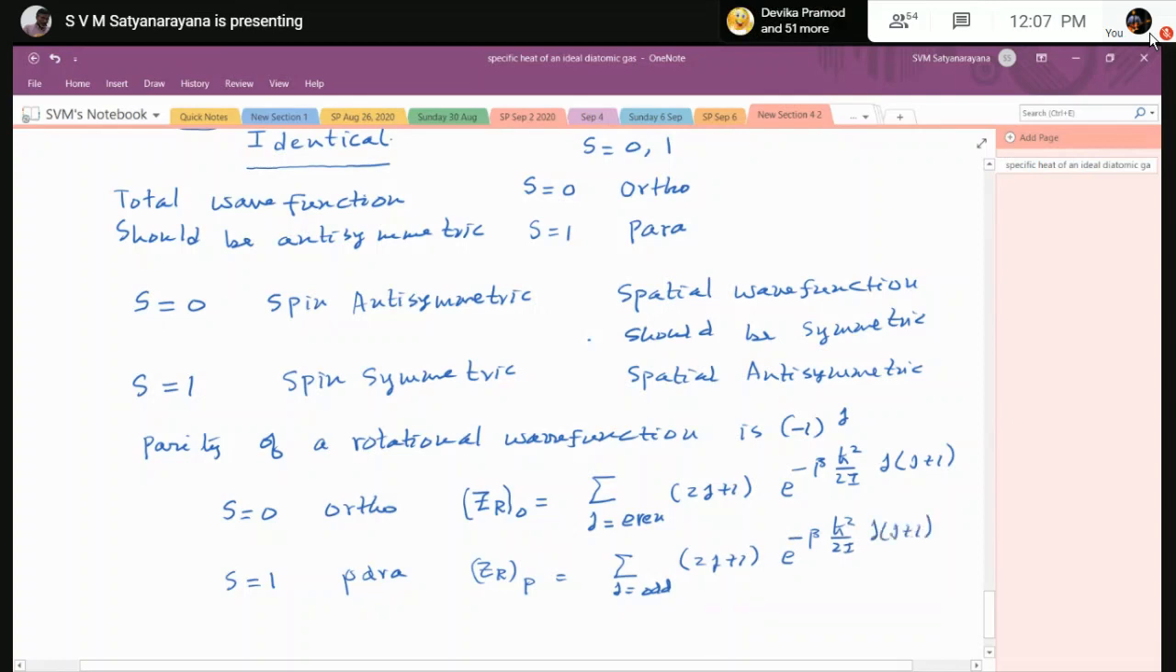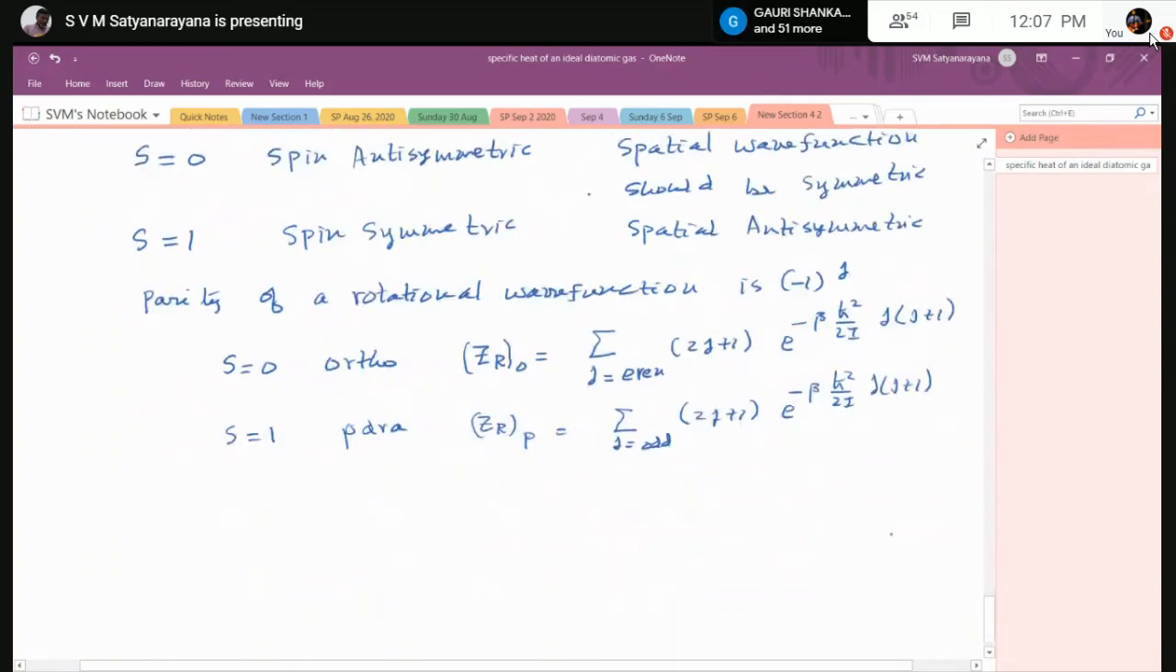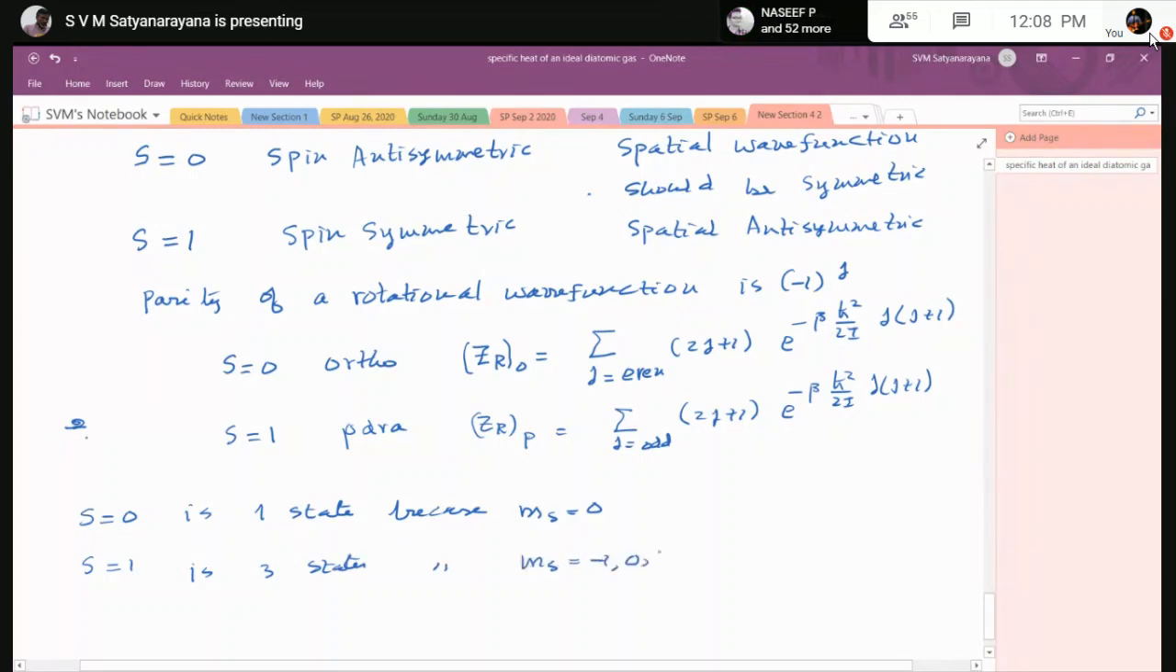So you can calculate this one separately. Now you can see that S is equal to 0 is just one state, because your m_s is equal to 0, whereas S is equal to 1 is 3 states, because your m_s can be -1, 0, and 1.